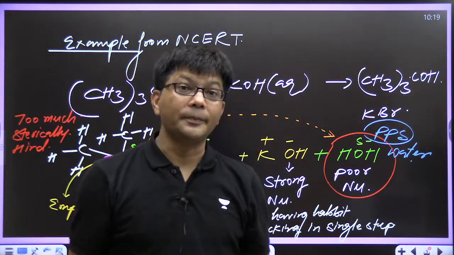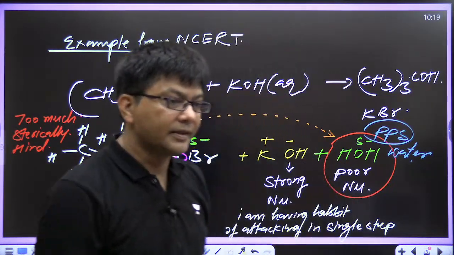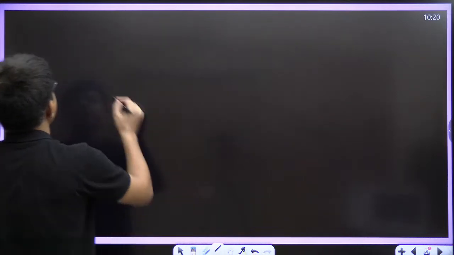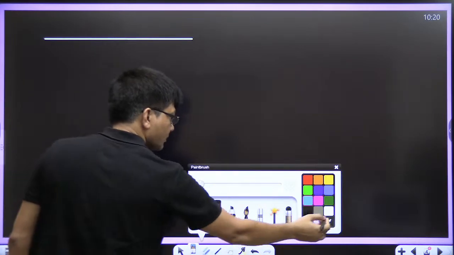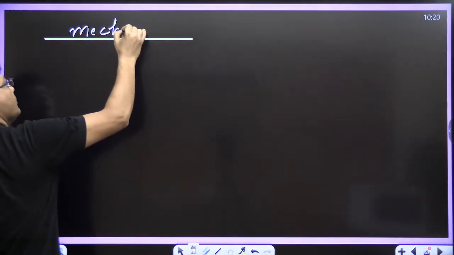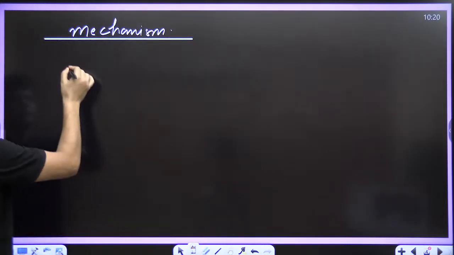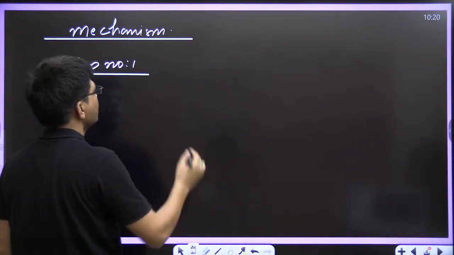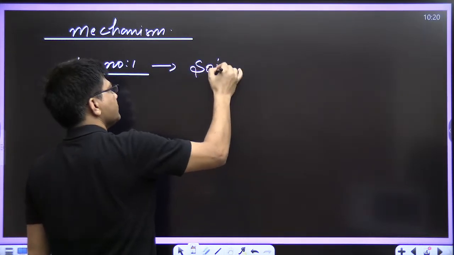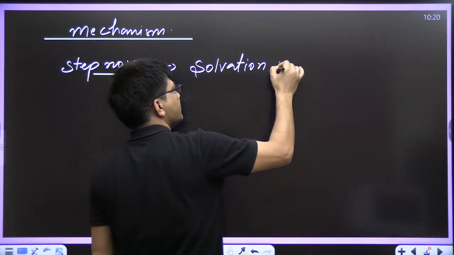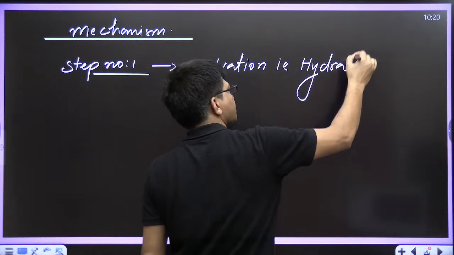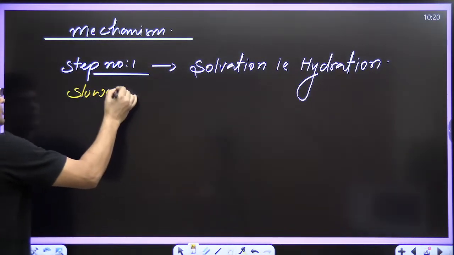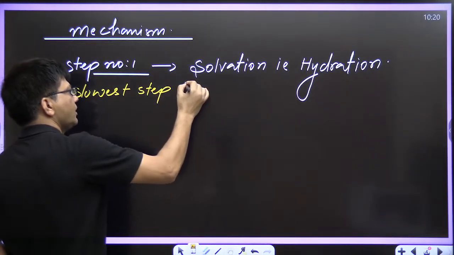So it is going to make a carbocation, but this carbocation formation is a very, very slow step, and that is the slowest step. So let's see the mechanism of this reaction. Whenever you are going to deal with an SN1 reaction, step number one is always the slowest step, and that is the rate determining step. Solvation. In case of water, we can also say solvation is hydration. Always remember that this is the slowest step, and the slowest step is the rate determining step.